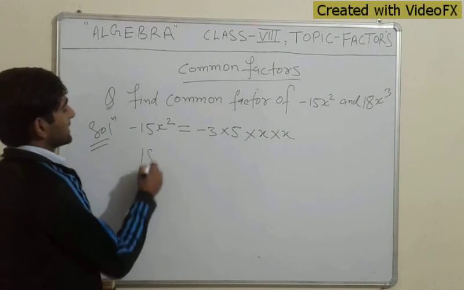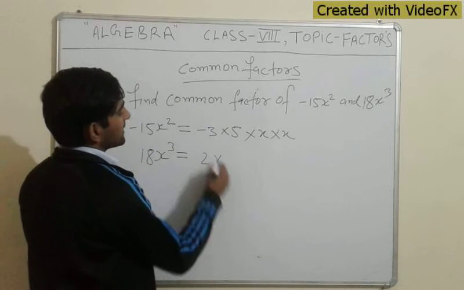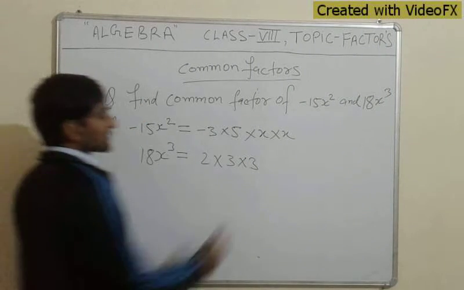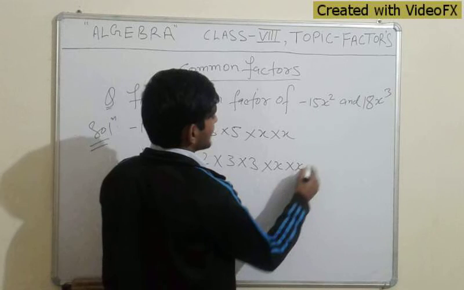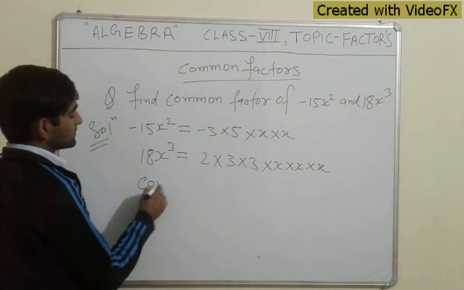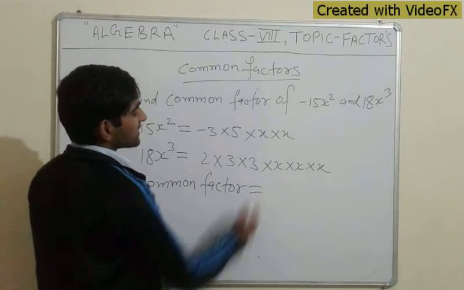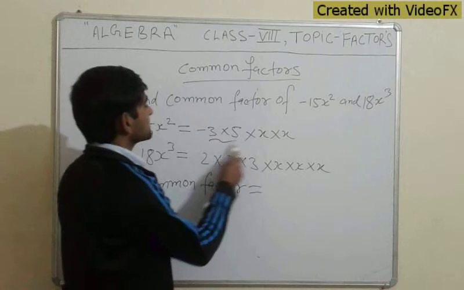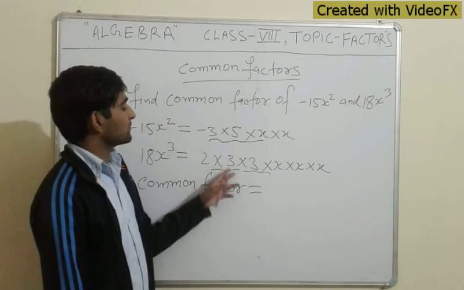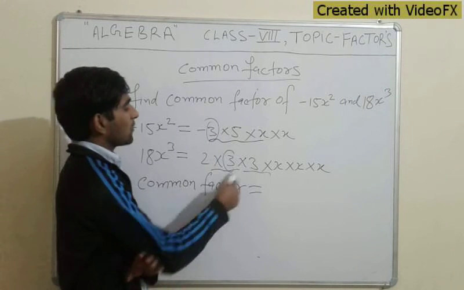And 18x cube is equal to, 18 is 2 into 3 into 3, and x cube is x multiply x multiply x. Now we have to find the common factor. So the common factor is what is common in this and in this. What is the same? Same is 3. Only 3, not negative 3.